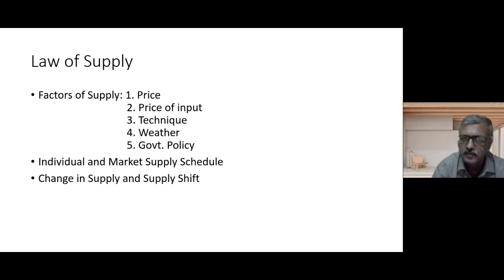Then we talked about the supply schedule. Unlike the demand schedule, supply also has two different types of schedules. What are they? Individual supply schedule and total market supply schedule. Now, what is the individual supply schedule and what is the total market supply schedule? If at a given point there is one producer, the quantity of a commodity that he is ready to supply at different prices, we call that the individual supply schedule. And the total market supply schedule is how much quantity all the producers of that commodity together are ready to sell in the market at different prices. That is called the total market supply schedule.